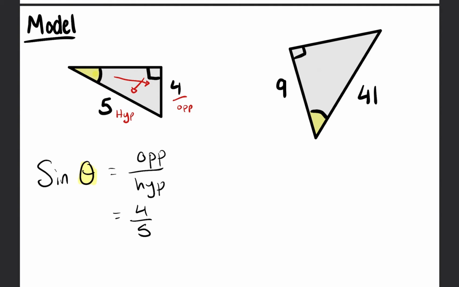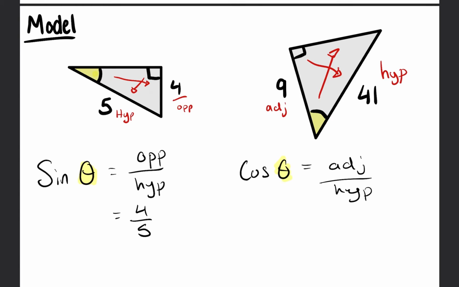This one here, well, the opposite, we don't know it. So therefore, if that's the hypotenuse, that must be the adjacent. So there we are. This one has to be cos of the angle, so cos of the angle is going to be 9 over 41. And we'll leave it there.